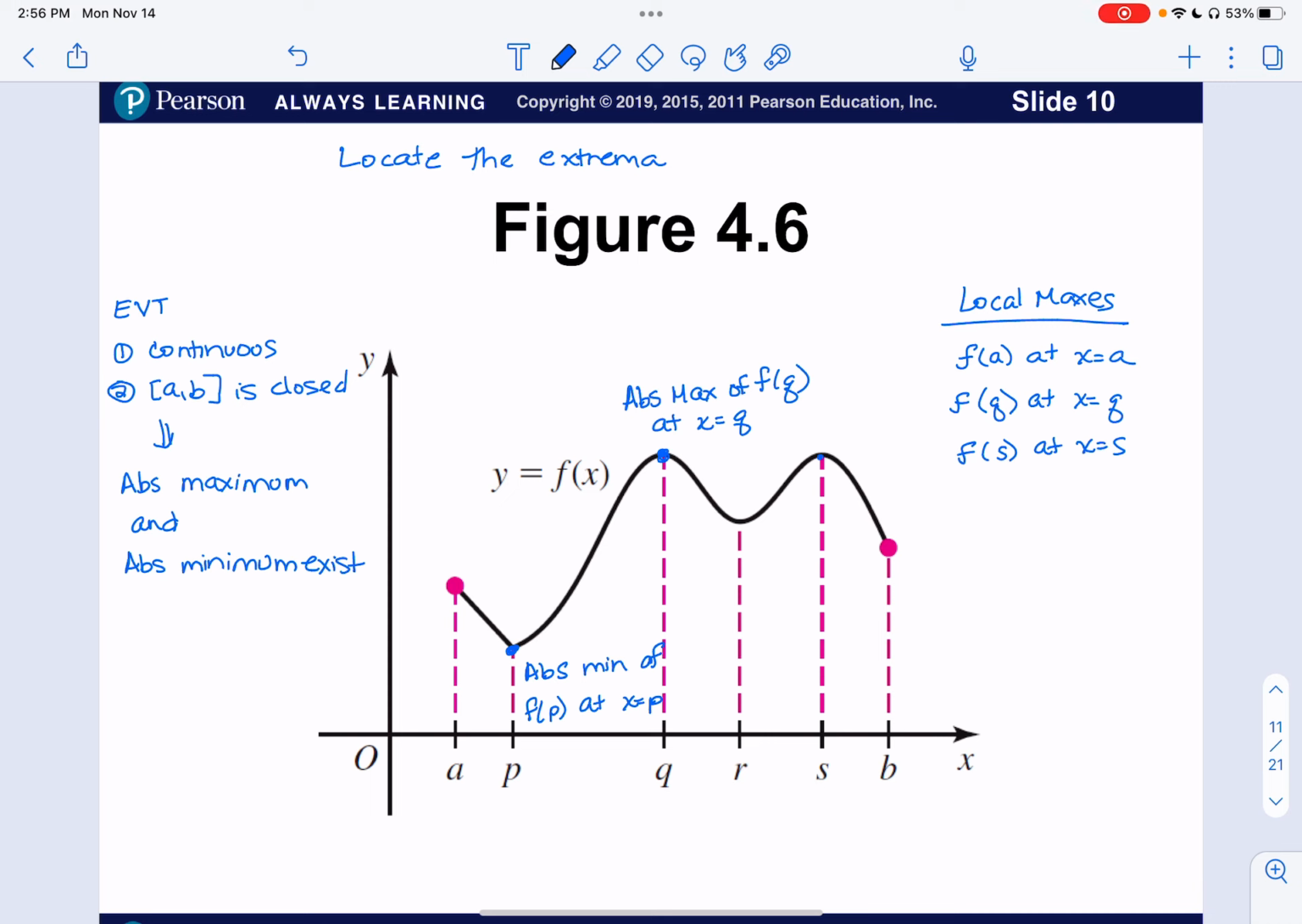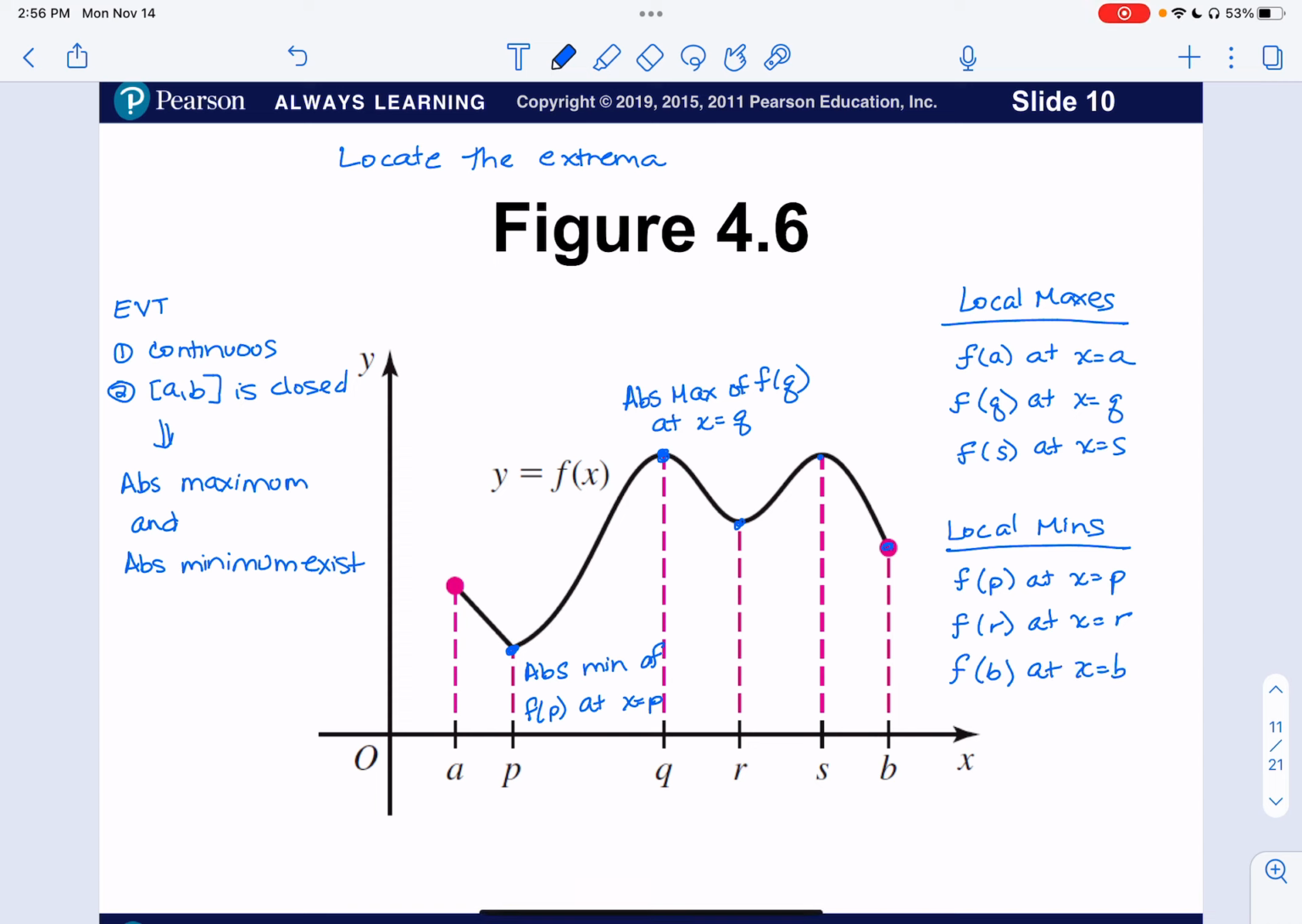And then if we look at our local minimums, what I'm finding here is we have a local min at our absolute min, so f of p at x equal to p. I have a minimum right here at f of r at x equal to r. And I finally have the last one, the local minimum f of b at x equal to b.